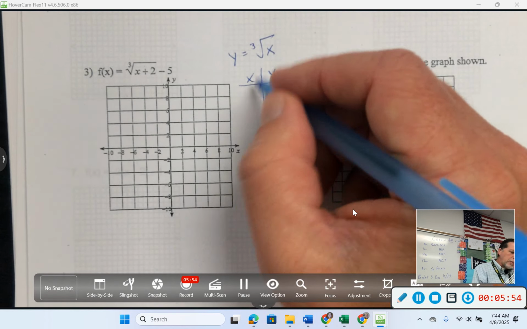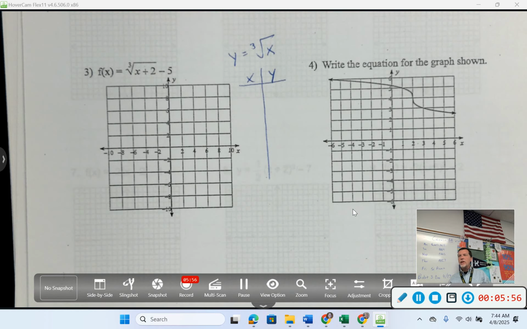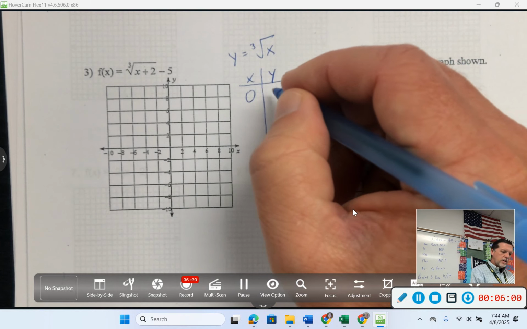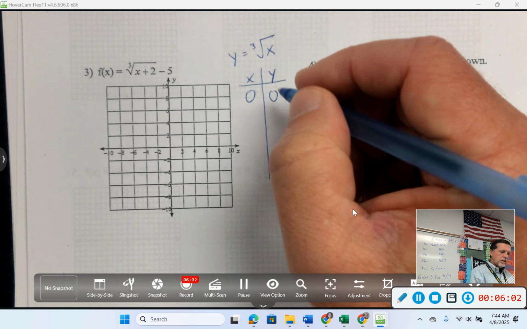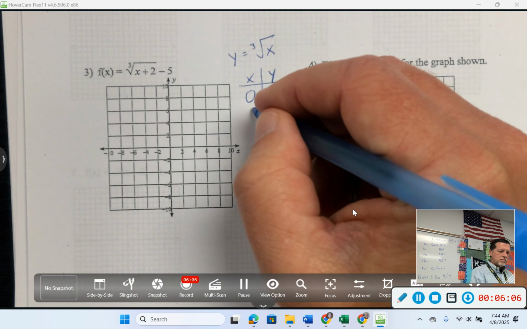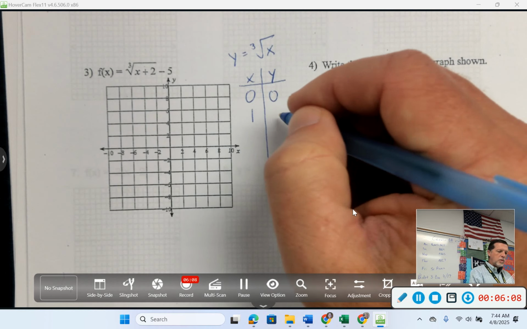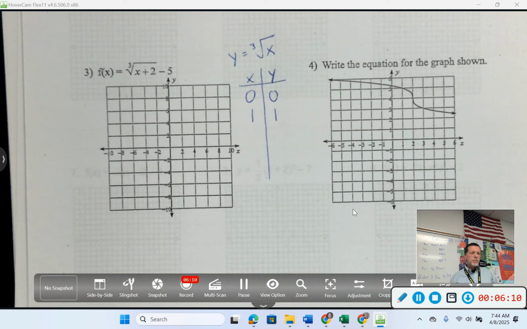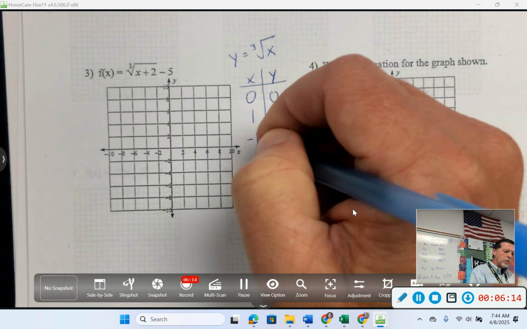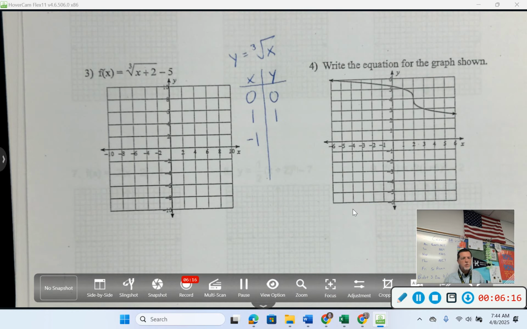So, can I plug in 0? I guess I should ask that before I write it down. Yeah, I can take the cube root of 0 and get 0. Can I plug in 1? Yeah, it would just be 1. Let's put the negatives here too. Can I plug in -1? Can I take a cube root of -1? It would just be -1, wouldn't it? Yep. As opposed to square roots, you wouldn't be able to plug in negatives, but cube roots you can.